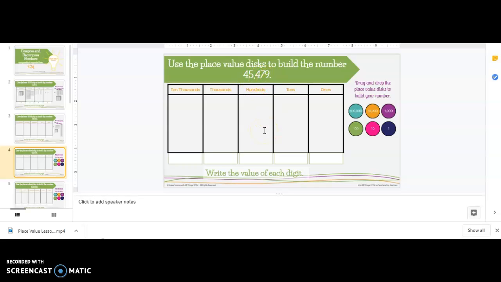45,479. So the first place value that you're going to start building, remember I said we're going to start building in our ones place value. So how many ones do we have? Good, we have 9 ones. So I'm going to move over 9 ones discs to my ones place value.